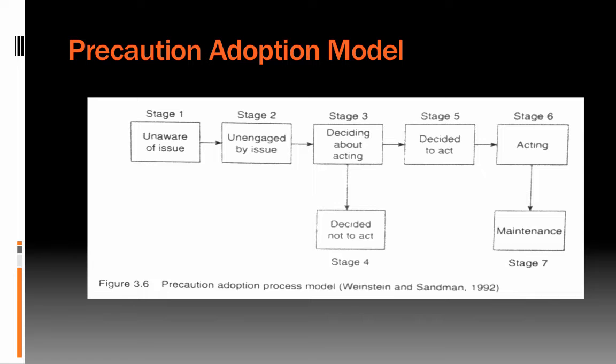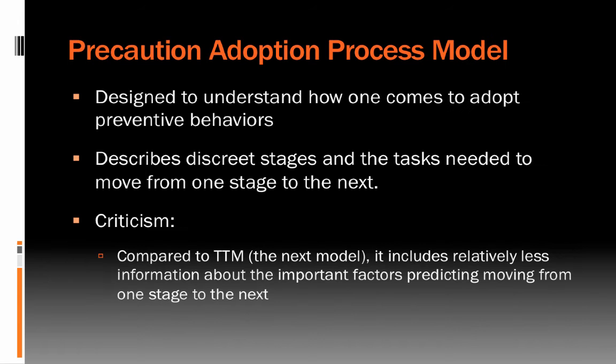You can think of the stage three, stage five, and stage six here as looking very much like the model we just saw previously, which had the two stages of decision-making and then volitional acting. Ultimately, this model includes stage seven, which is maintenance. These are people who have initiated the new behavior, and we want them to move into maintenance where they're maintaining that new behavior over time. So this model is designed to understand how people come to adopt preventive behaviors. It describes discrete stages and the tasks that are needed to move from one stage to the next, which is quite helpful.